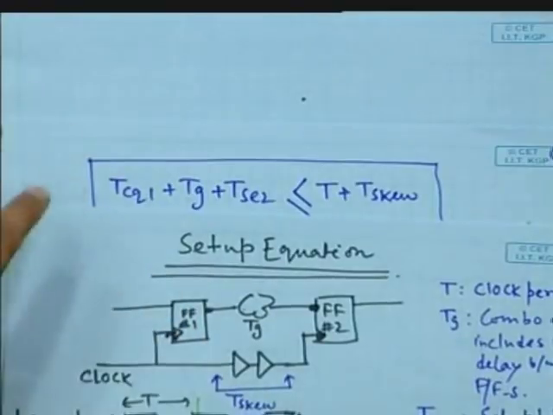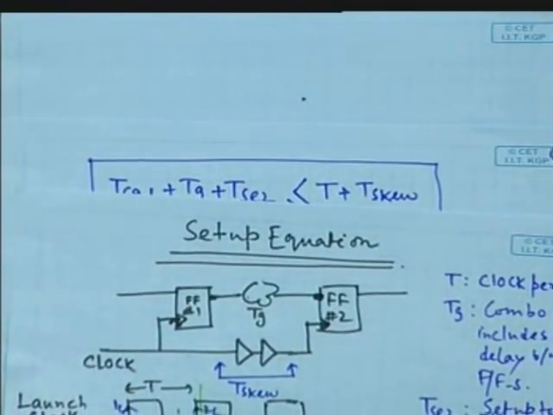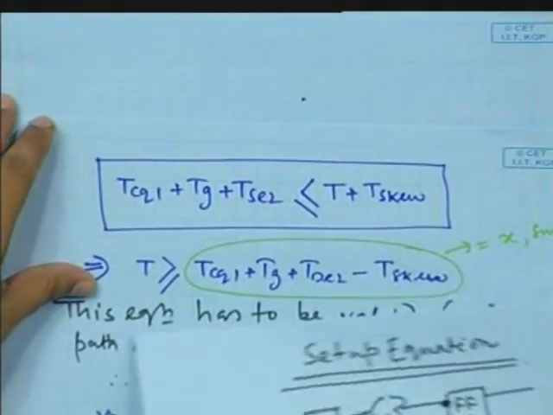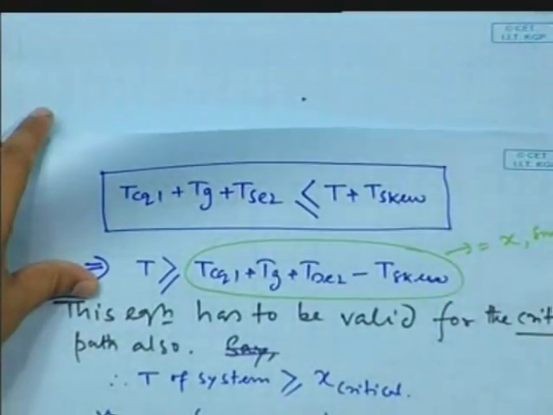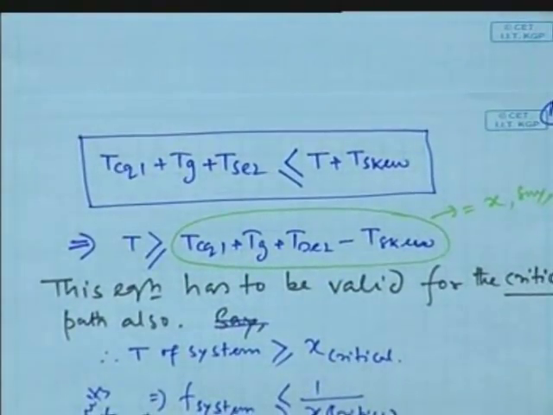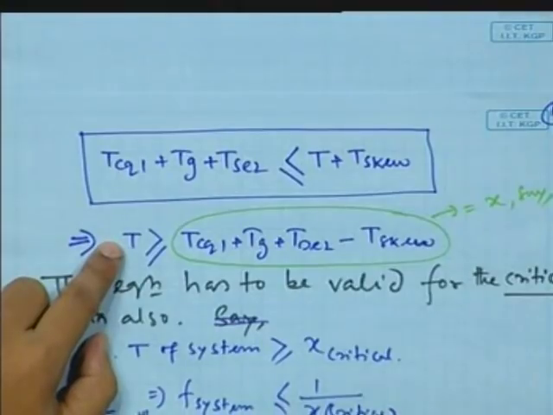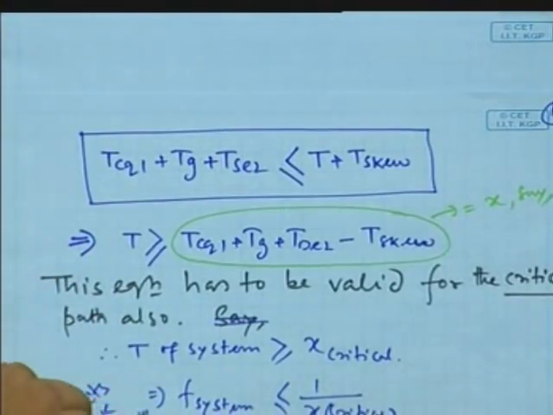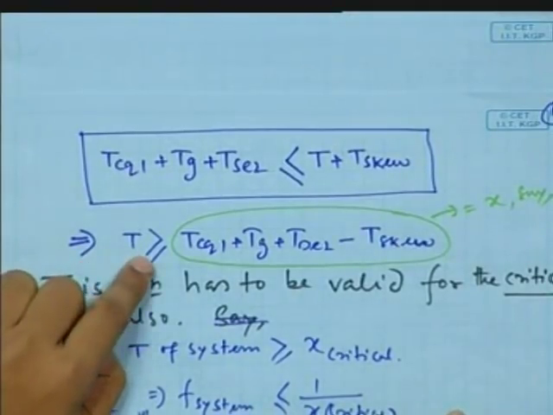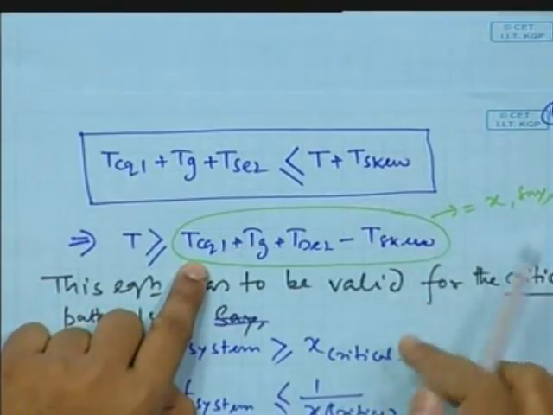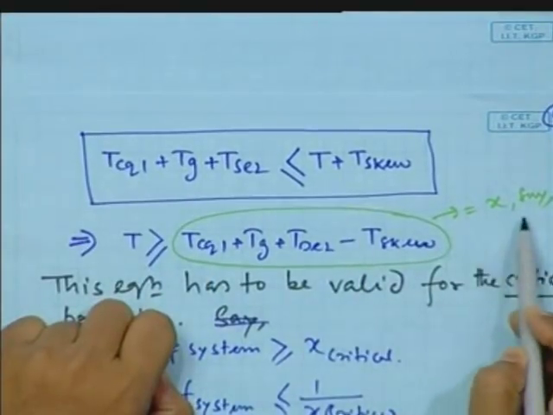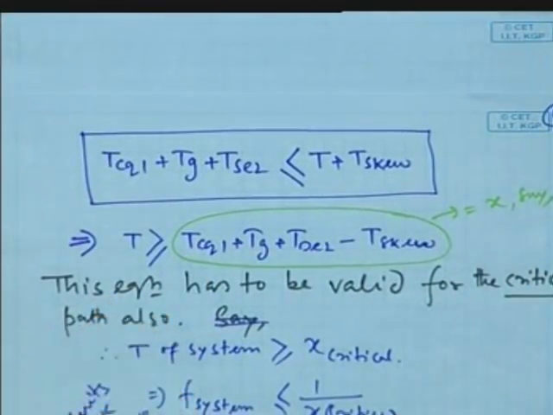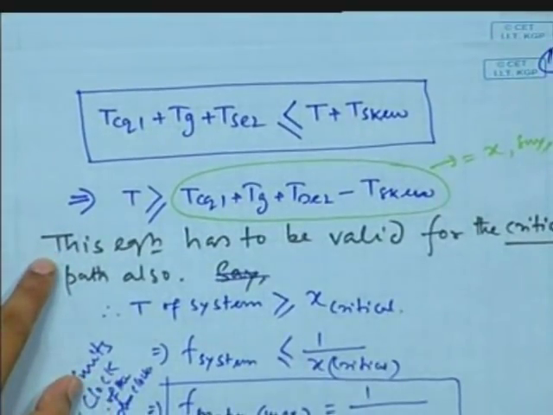Is it clear to all? This is your interview question. So you can see that. Okay, is that clear? It's clear, right? Clear to all. So T is greater than or equal to all these things. See, I just call this whole bunch X, okay? So this equation has to be valid for the critical path also.